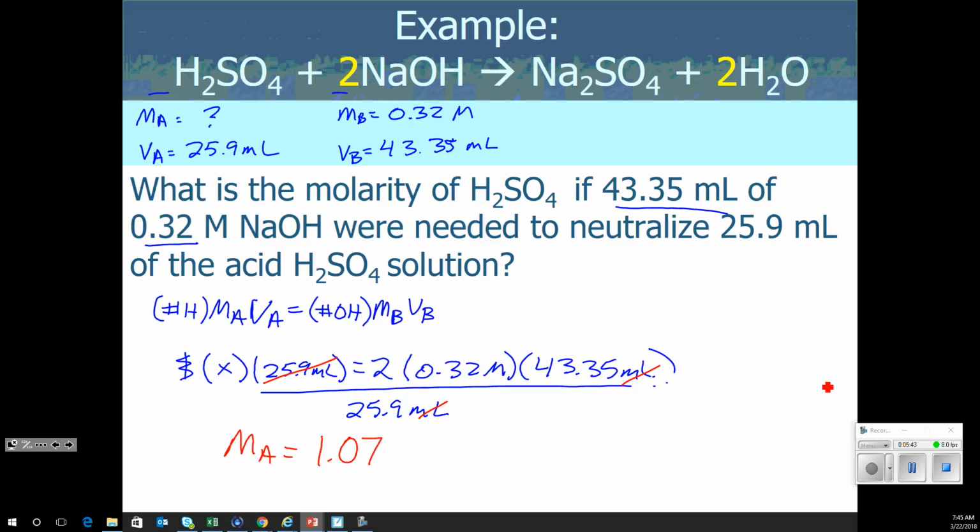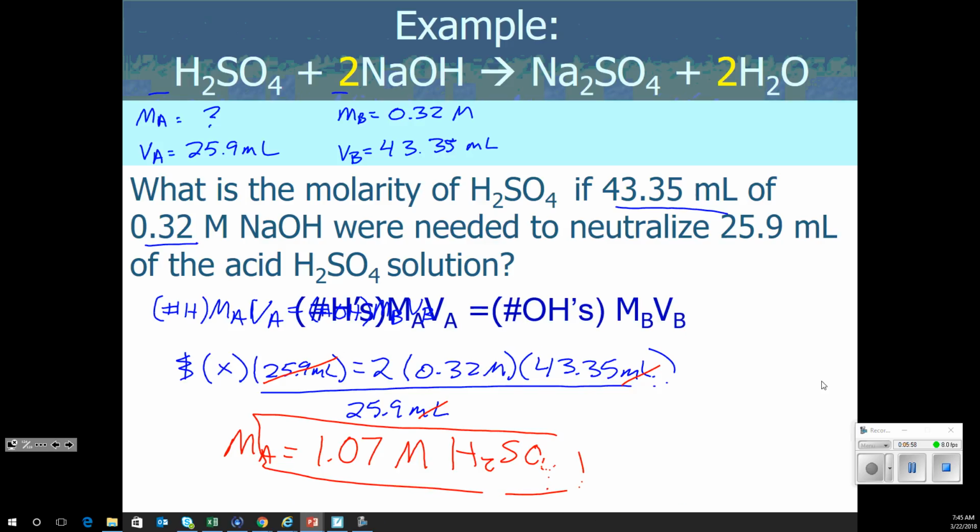So we'll take 3 sig figs, and that would be the molarity of H2SO4. So we can really quick get the answer there. Sorry, my pen is doing the dot thing again at the bottom. Oh, and I already had this done for you.